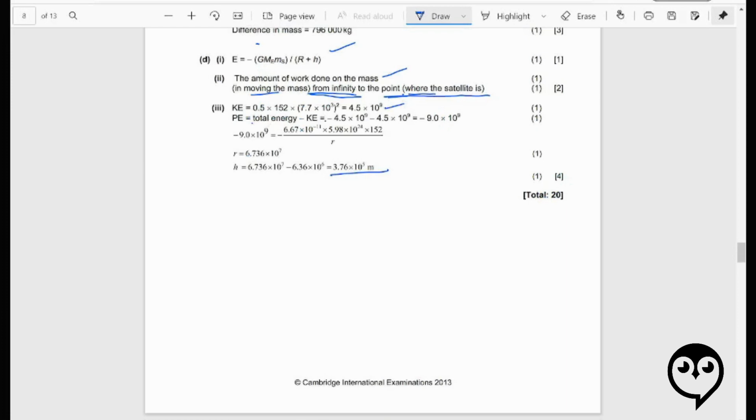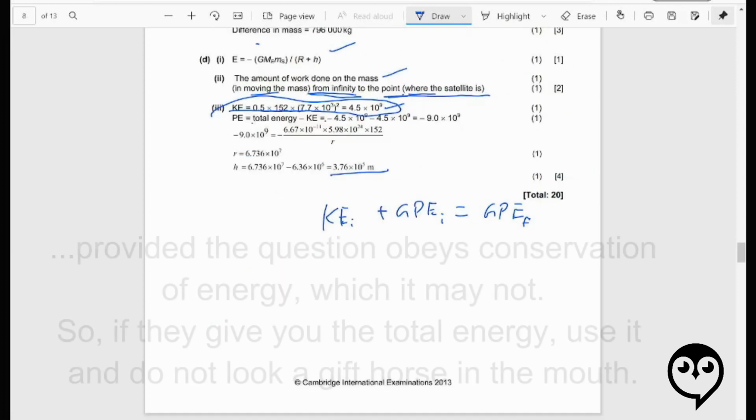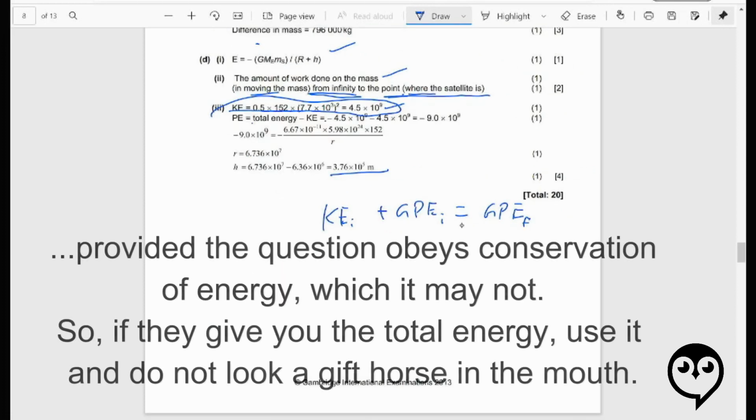And why would we do it this way rather than the other way? Well, you'd have a lot more rearranging to do and whatnot. And the fact that they've given us the total energy, and you can very easily calculate the kinetic energy, makes it a lot simpler. So you could definitely do it the other way if you like. It will work out, but it's just a little more work for you.